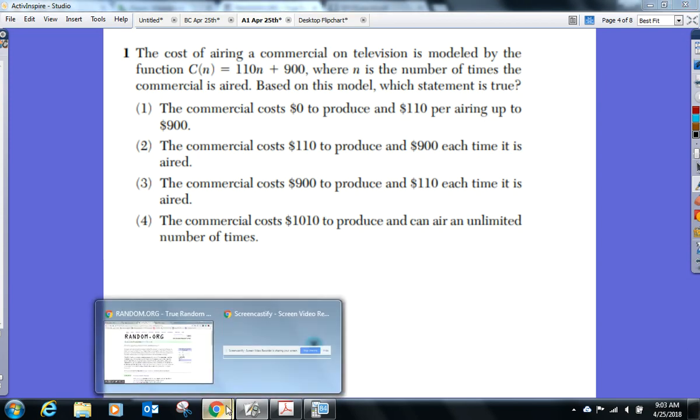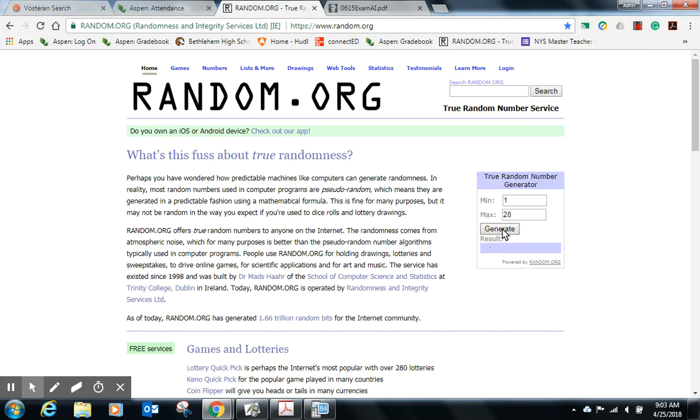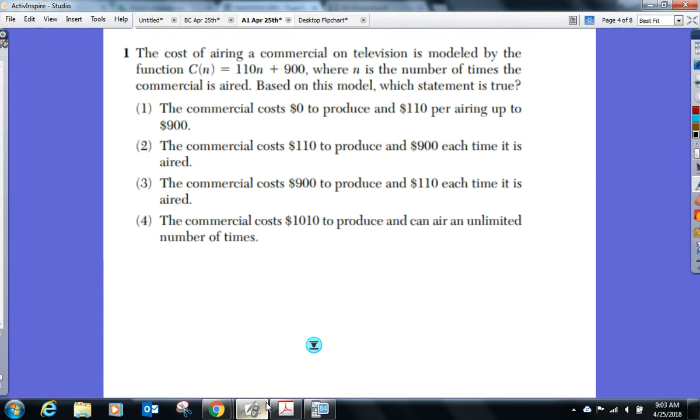All right, here we go. And you guys can ask questions off of it. Read through those at all? I don't want you to read it to the class, but I want you to think and tell me what you think the 110 and the 900 would represent. 900 is like the amount that it costs to make. So no matter how many times I air it, I got to pay $900. Correct? Yeah. Okay, and then what about the 110 then?